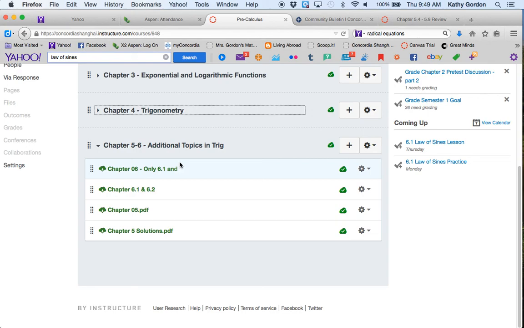Work on that for Monday. And then on Monday, we'll talk about law of cosines. And then we'll see how those two working together give us a lot of possibilities on the kinds of things that we can solve and work out and problems we can do and things like that. Okay?